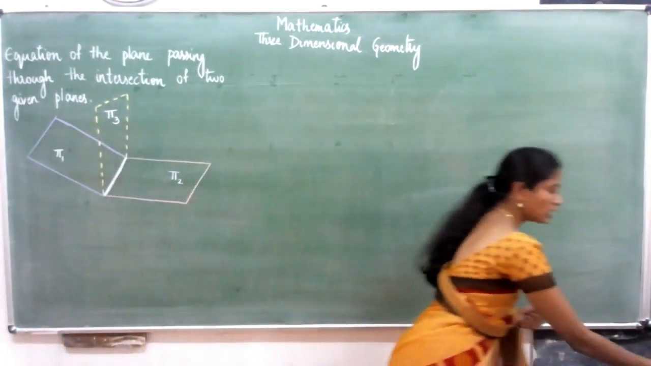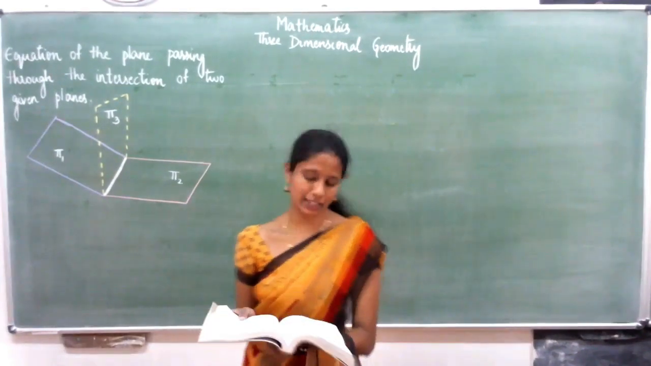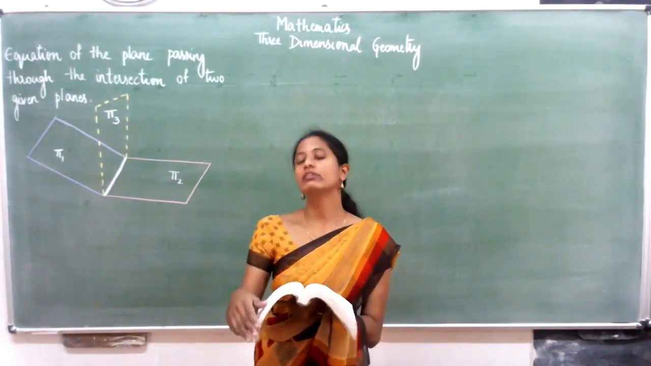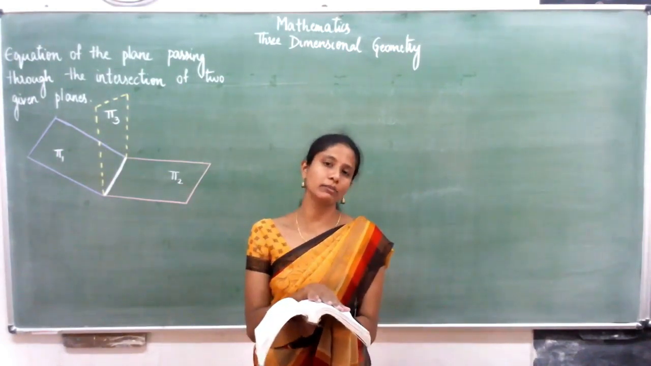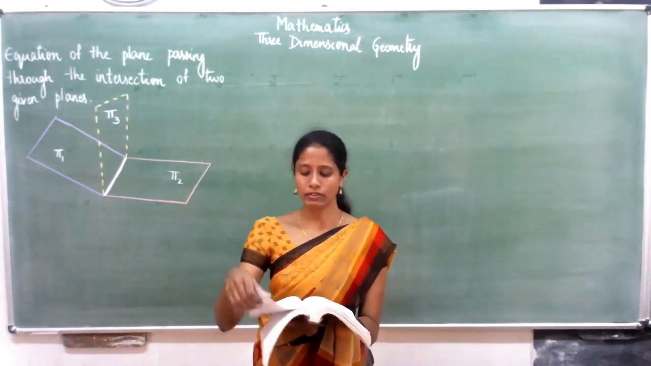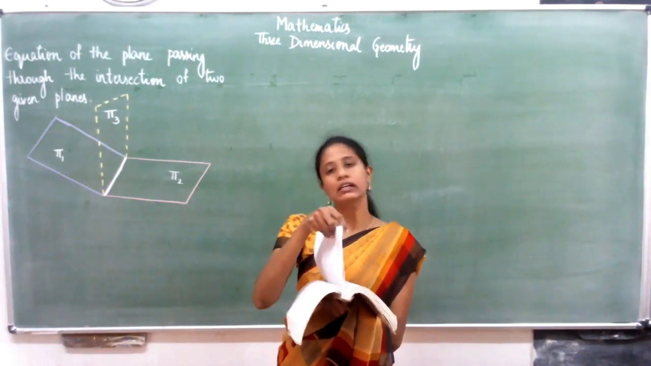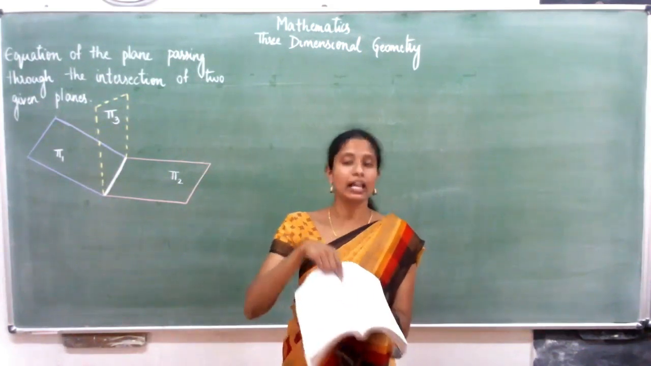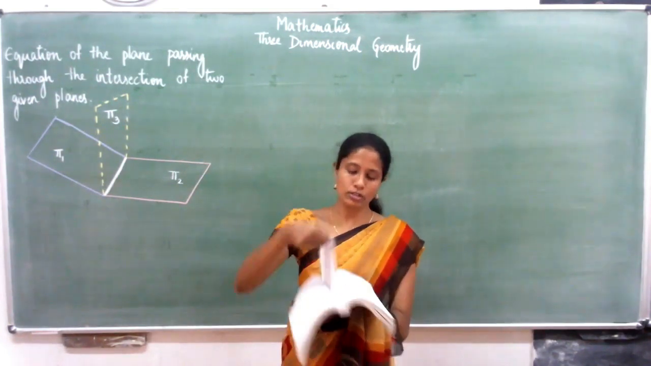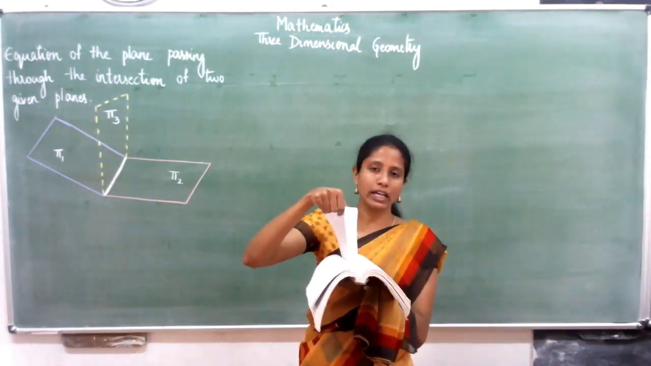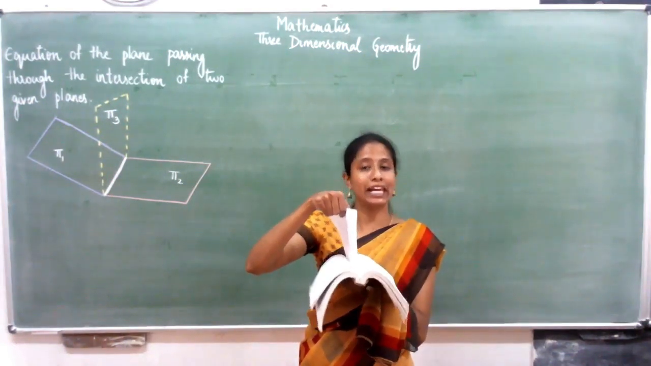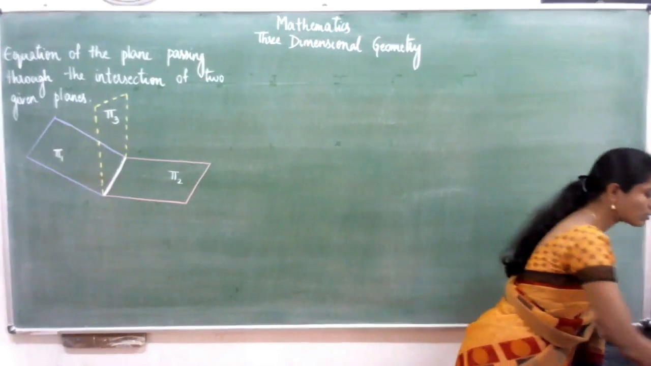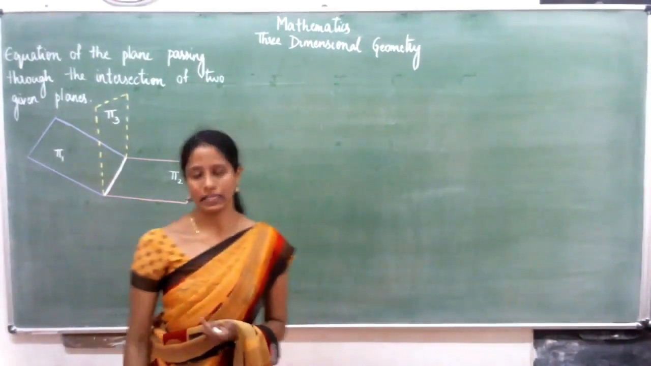So, if I take this book, the right hand side part of this book will be considered as pi 1 and the left hand side will be considered as the plane pi 2. Now if I hold a page, this will be the plane pi 3. So if you can see, there is a line here and this is the line of intersection of two planes. So this page which I am holding now will be your plane pi 3 and this is passing through the intersection of two planes. So let us derive what is the equation of the plane pi 3.